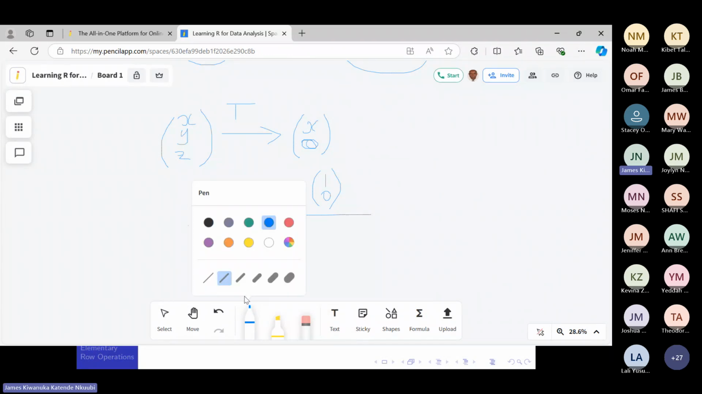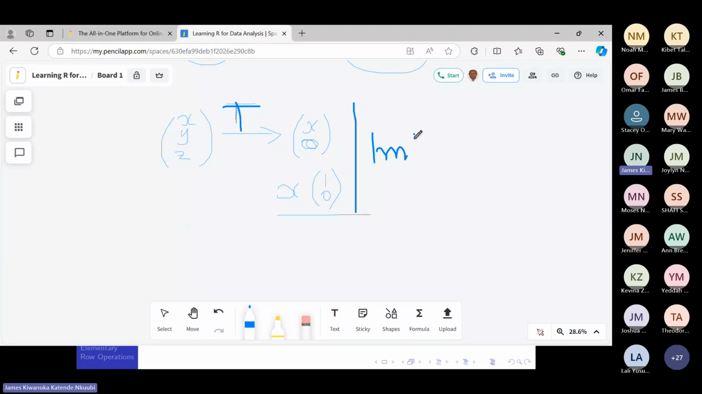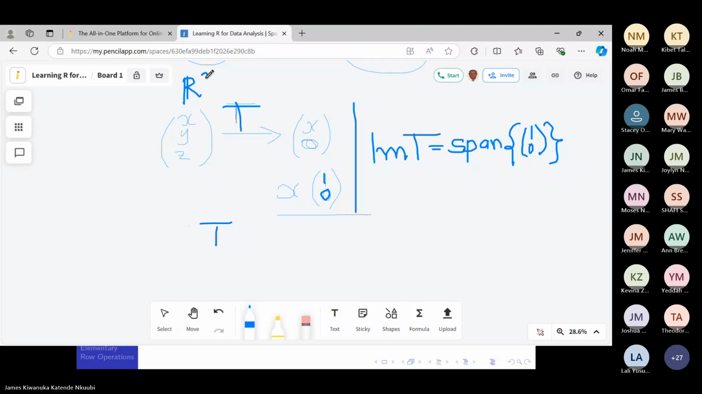So if you call this map T, then we can say that the image of T will be equal to the span of just one vector, 1, 0. So if you think of it geometrically, this is just the x-axis. Remember earlier on, we said that the subspaces of R2 are the lines that go through the origin. In particular, this is just the x-axis, all the multiples of this unit vector in the direction of the x-axis. So clearly T is not surjective because the x-axis is not the whole of R2. This map is from R3 and it goes to R2.